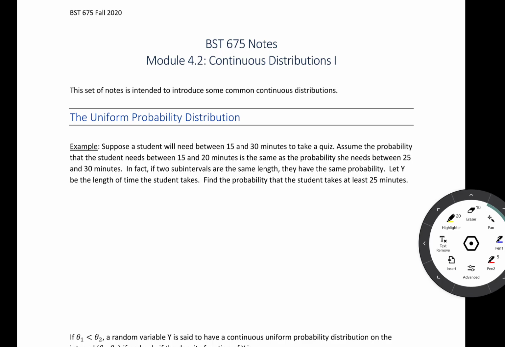In this set of notes, we're going to look at some continuous distributions. The first one we're going to look at is what is called the uniform probability distribution. And we're going to start out with an example.